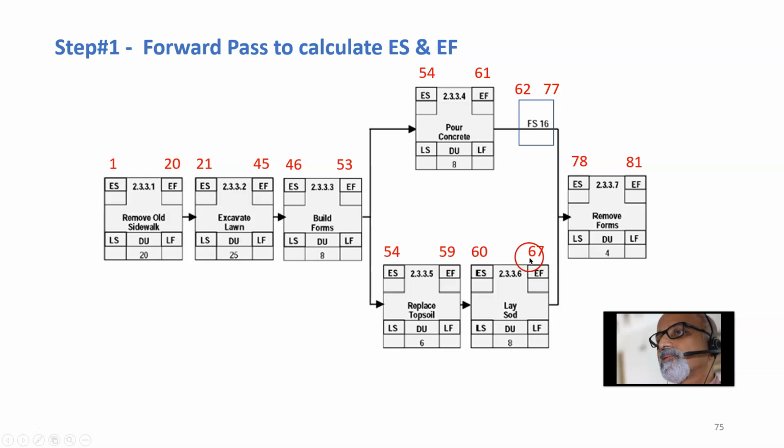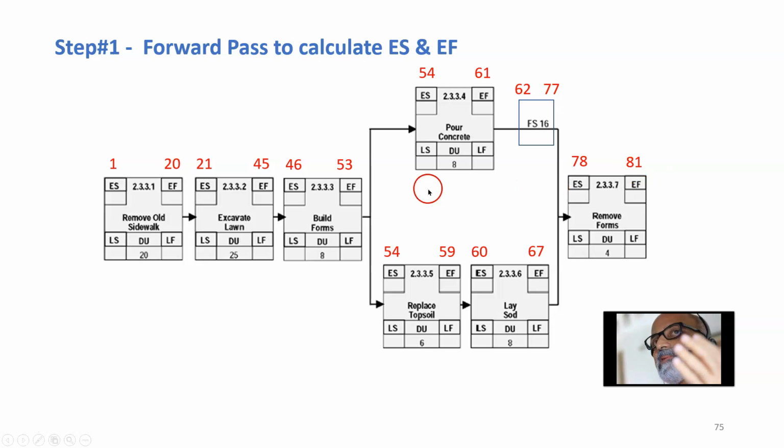Now there is a convergence of two paths. Here it is 77, here it is 67, and when there is a convergence of two paths, we will take the highest. So we take 77. So remove forms can happen on the 78th day, and the duration is 4 days. So 78 plus 4 is 82 minus 1. So 81st day, the remove forms will get completed. That means this activity sequence can get over on the 81st day.